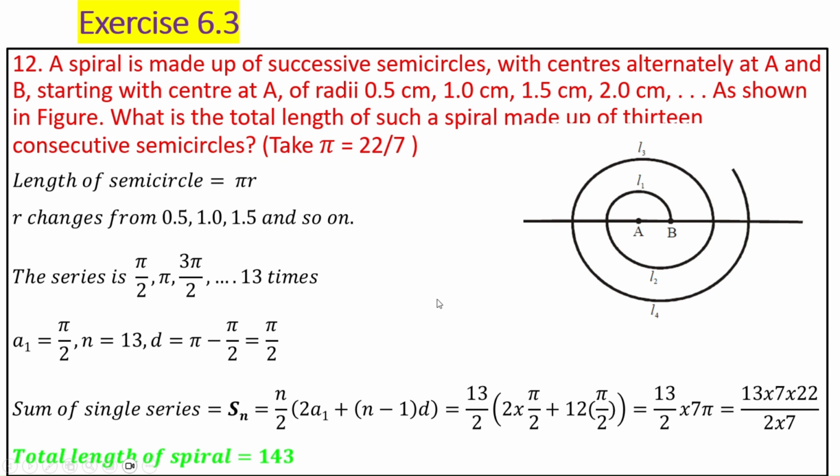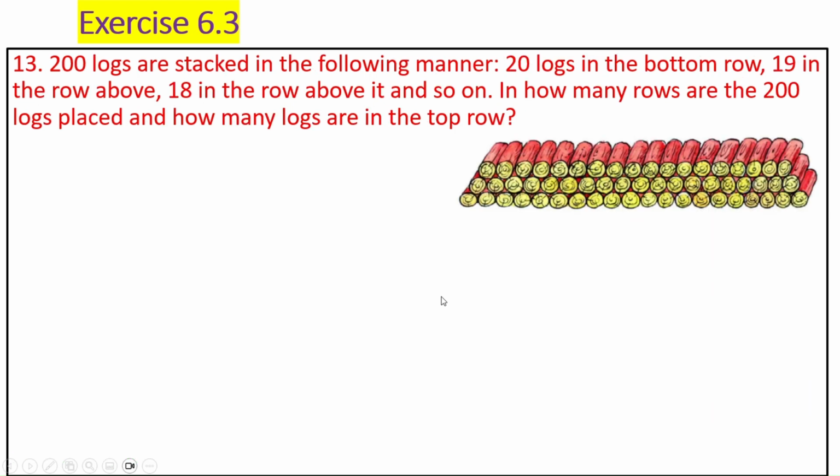Next. Read the question again. There are 200 logs, and the logs are placed in this way. The bottommost row will have 20 logs, then above that 19 logs are placed, above that 18 logs, and so on. The question is how many rows are there to have 200 logs in this triangular or pyramid shape.